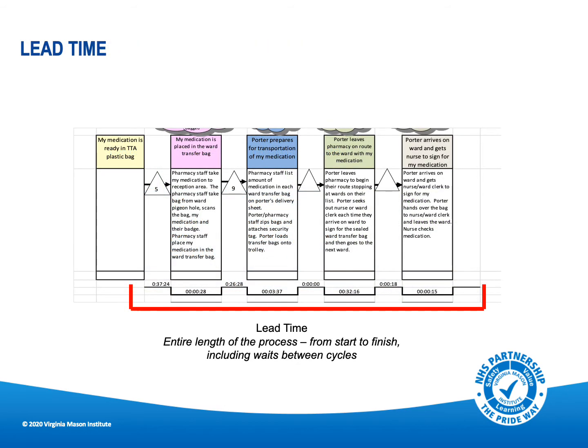So here you can see the individual cycles of work. Each coloured box at the top is a different cycle of work. At the bottom of each cycle box, you can see the individual cycle times. The lead time is the entire length of the process. So the total time for all the individual cycles, including any time between the cycles.